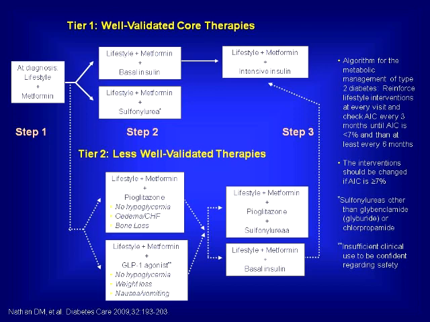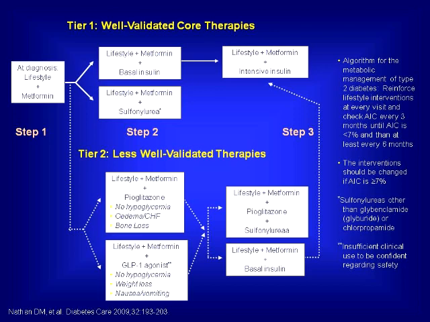Basically, at the diagnosis, you start out with lifestyle and metformin right from the get-go, and that I do agree with. If that's not working, then we go to adding in basal insulin, or perhaps we can take this too and add in a sulfonylurea. That would be step 2, less well-validated therapies.